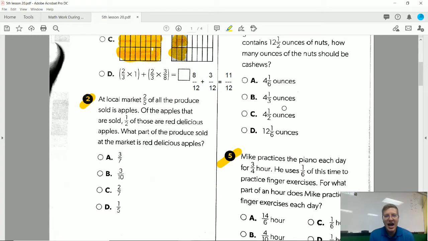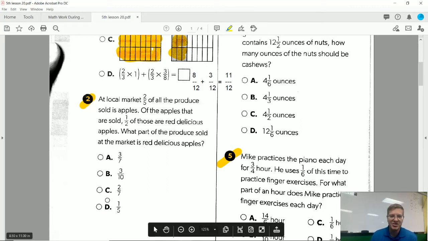Number 2, at a local market, 2/5 of all the produce sold is apples. Of the apples that are sold, 1/2 of those are red delicious apples. What part of the produce sold is red delicious apples? That would be 1/5.